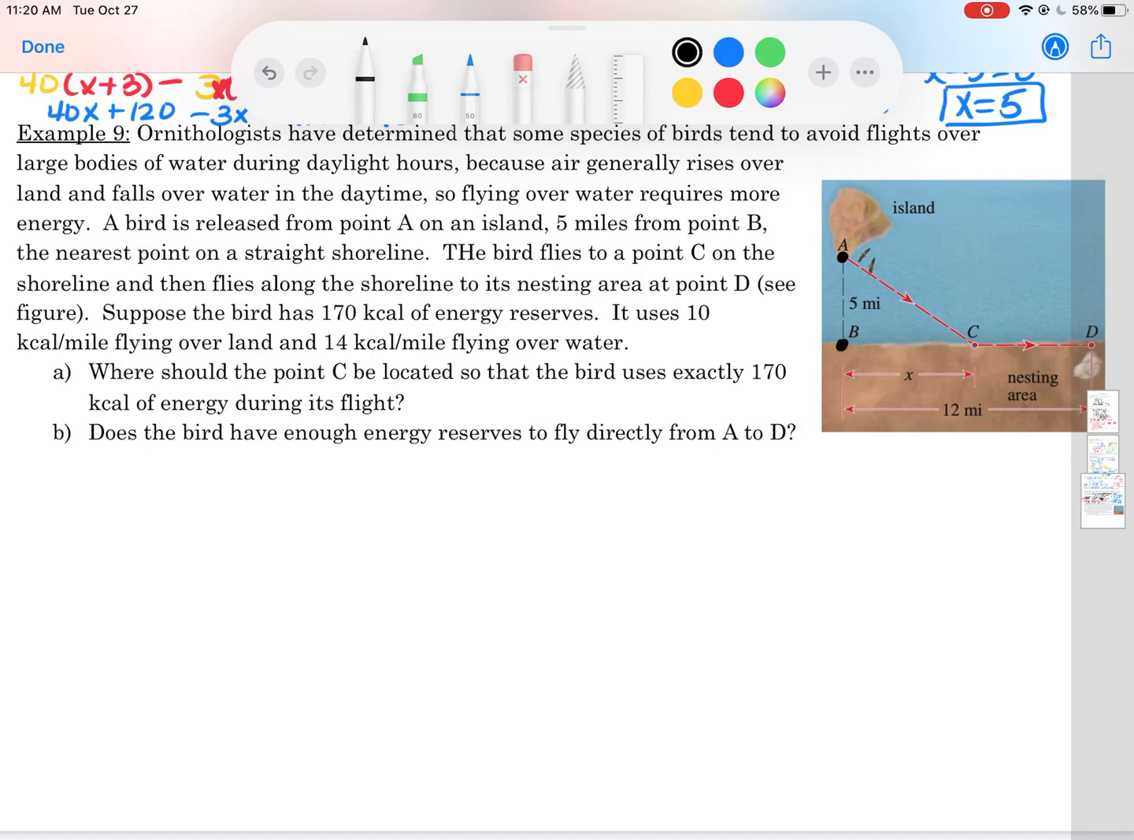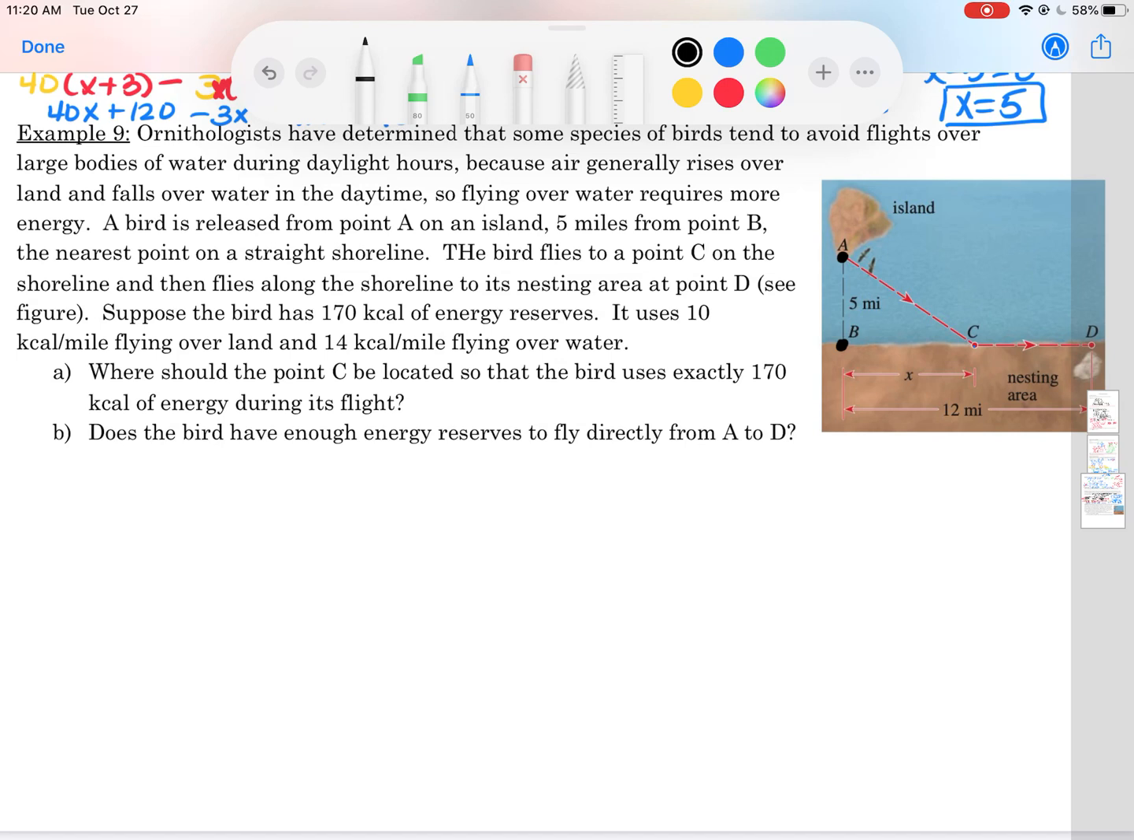Example 9. Ornithologists have determined that some species of bird tend to avoid flights over large bodies of water during daylight hours because air generally rises over land and falls over water in the daytime, so flying over water requires more energy. A bird is released from point A on an island, 5 miles from point B.